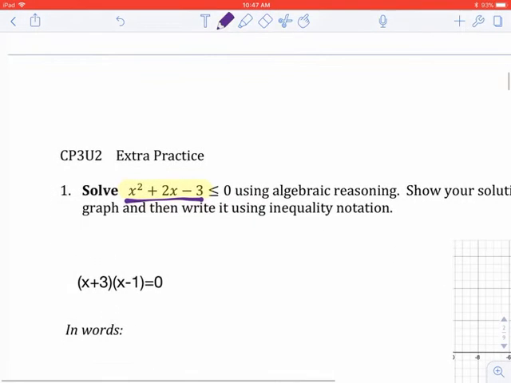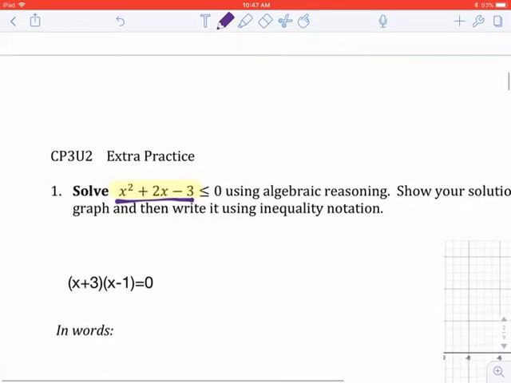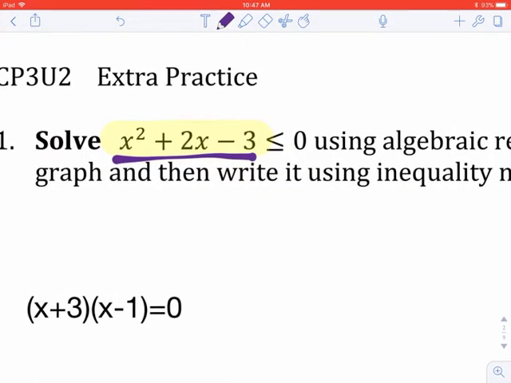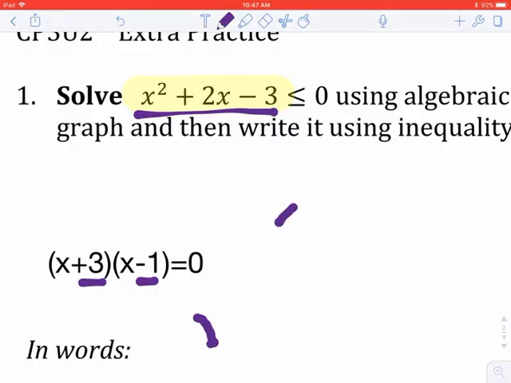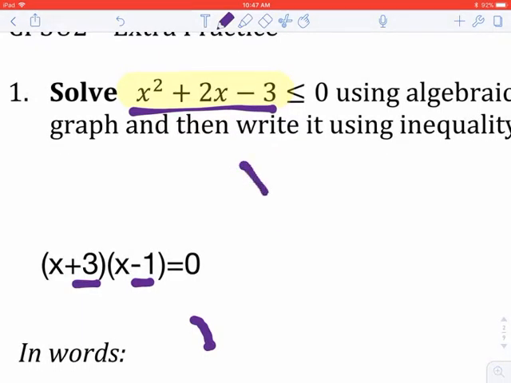In order to do that, I need to know the x-intercepts. So if I were to factor, I'm looking at what multiplies to give me -3 and adds to give me 2. So I came up with +3 and -1. And I can write it like this if you remember how to factor. And then I can set each factor equal to 0.